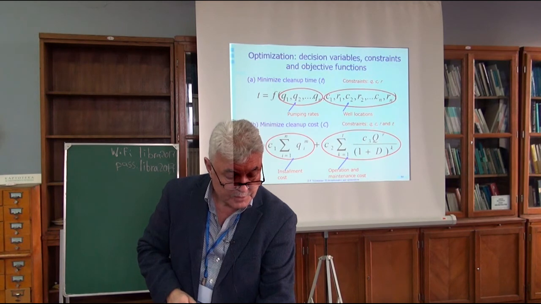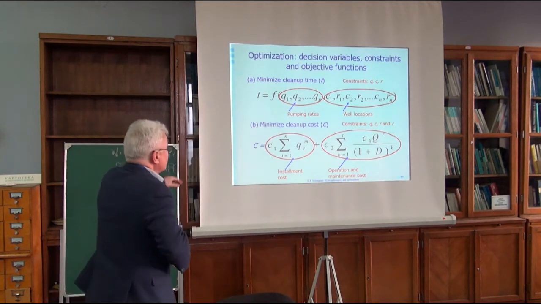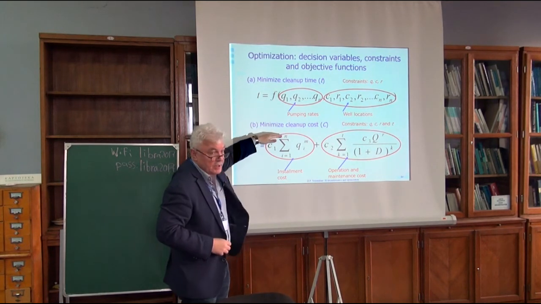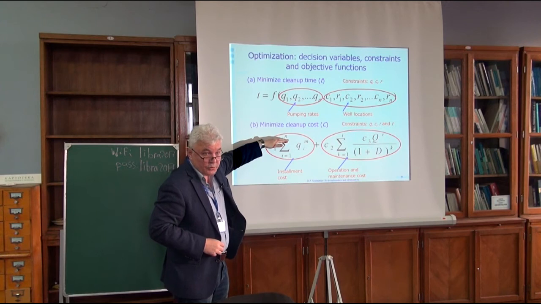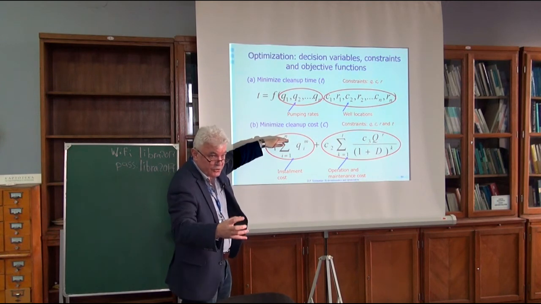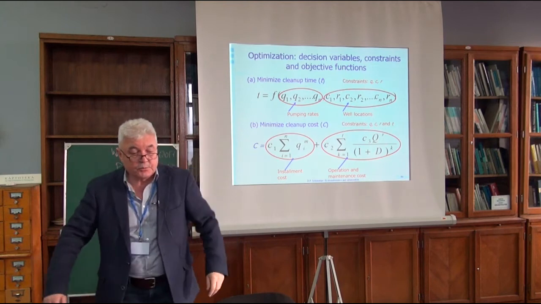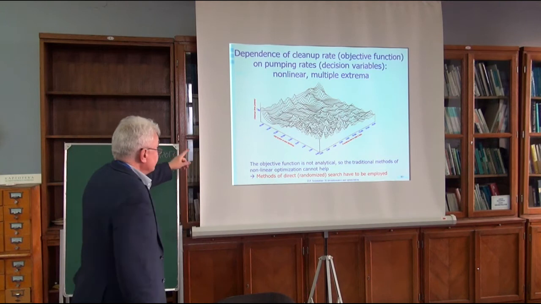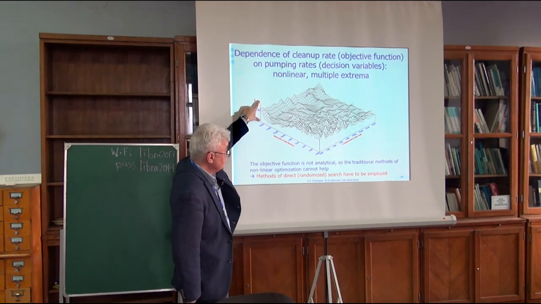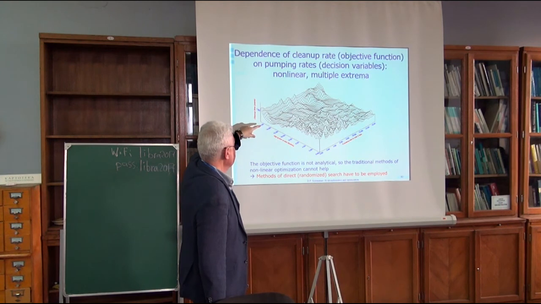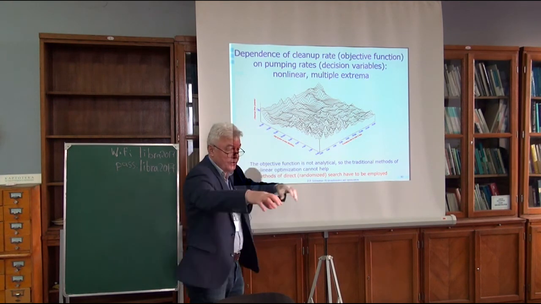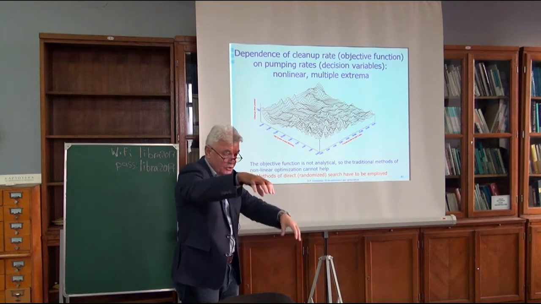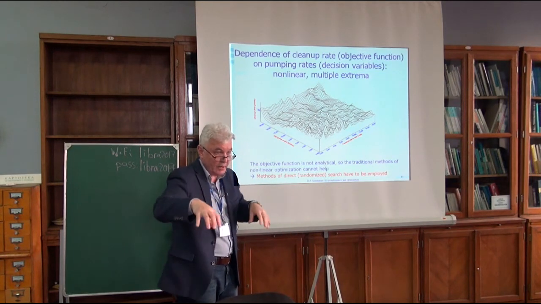Okay, let's skip this. We had 2 objective functions. First, minimize cleanup time. Second, minimize cleanup cost. If we want to do it quickly, it costs a lot. So if budgets are limited, we have to find a compromise solution. This is, by the way, the cleanup rate objective function, and these are different parameters in positioning of the wells and pumping rates. So we have to decide how much to pump, it costs money, and where.